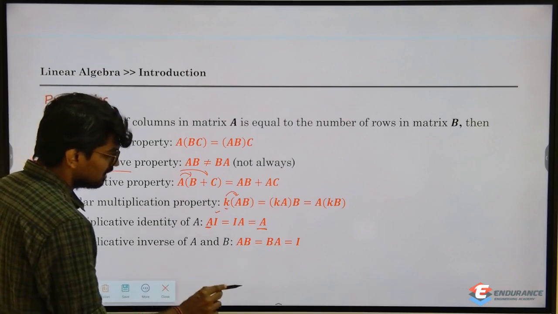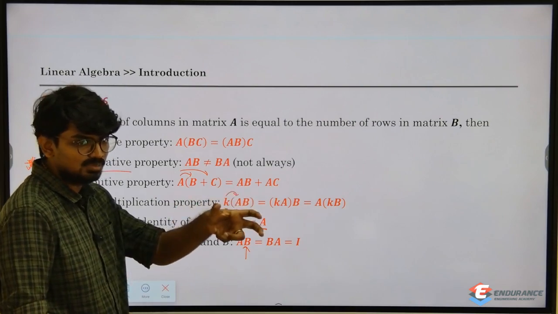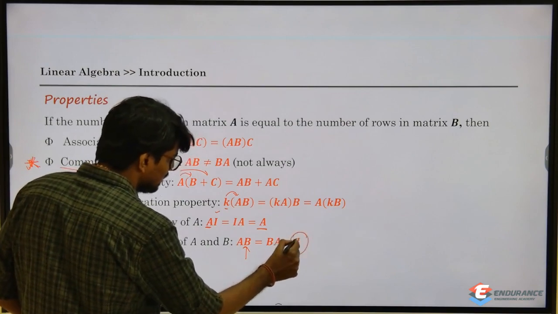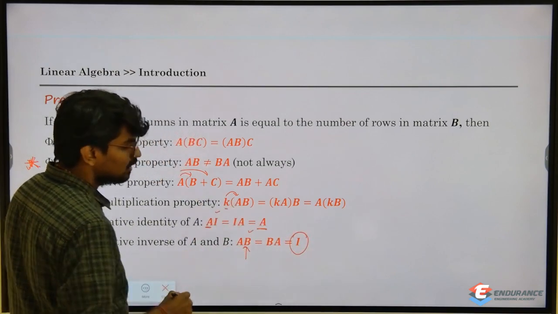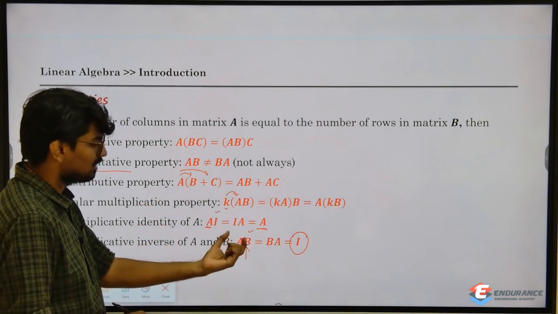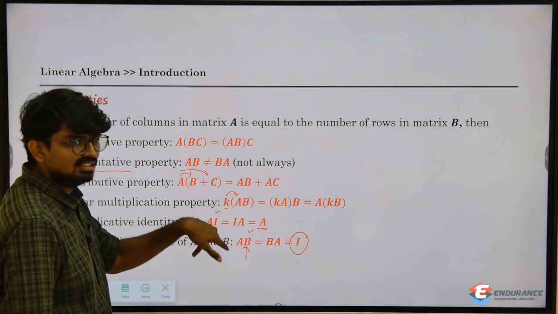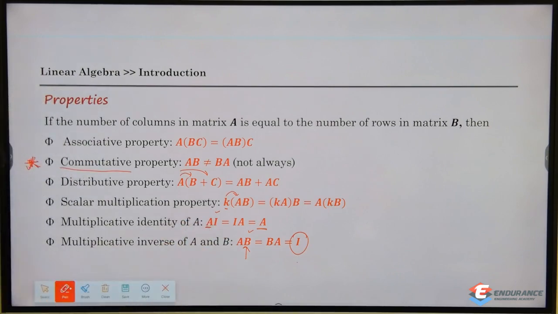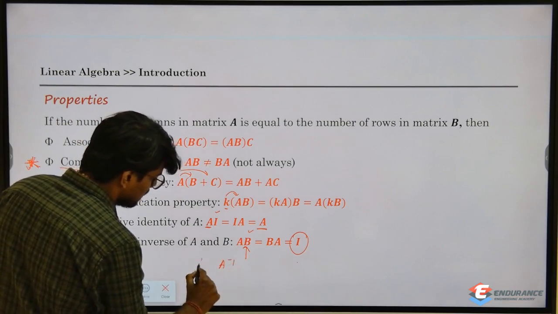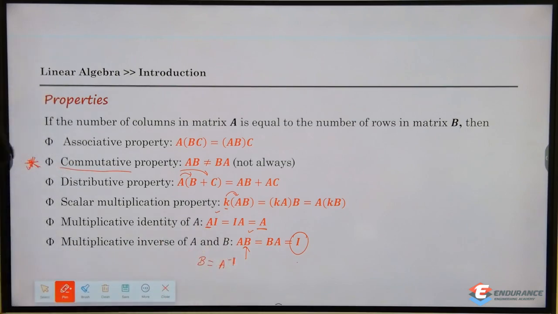Multiplicative inverse, we have not yet discussed inverse, but here let us consider I am taking a matrix B and matrix A. When I multiply those two matrices, if it gives identity, then B is called the multiplicative inverse of A, or A is called the multiplicative inverse of B. Okay, these two are multiplicative inverses. Generally we will use the symbol A inverse. Here B is equal to A inverse. As of now we have not discussed how to find A inverse.